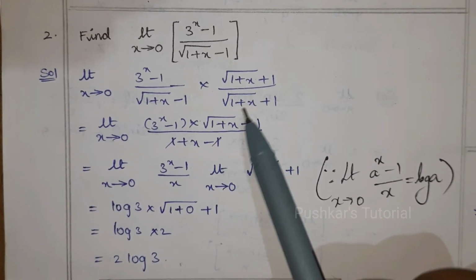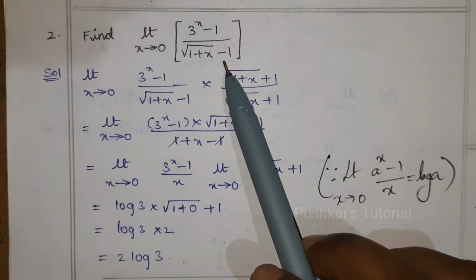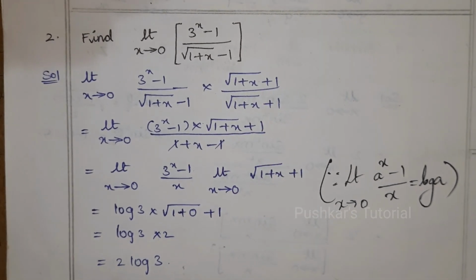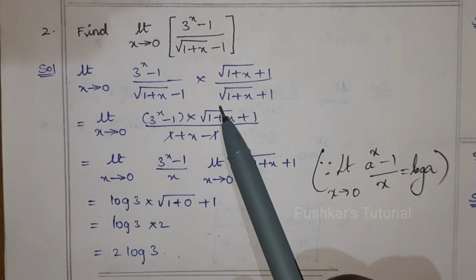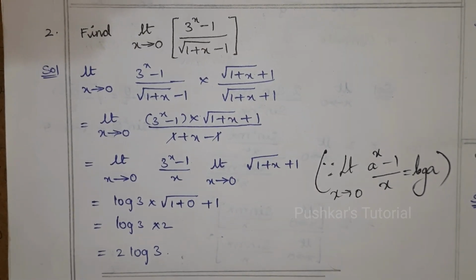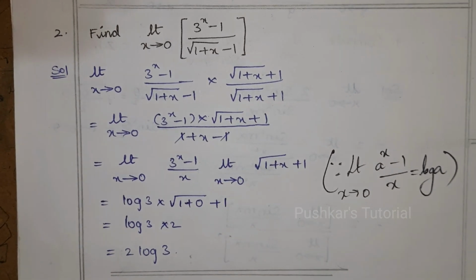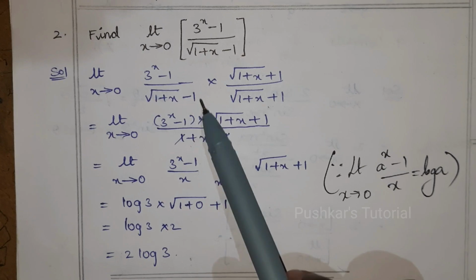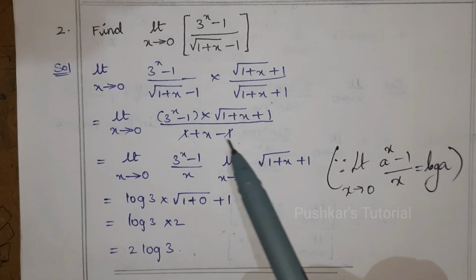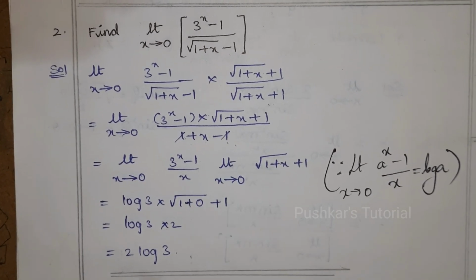Whenever a root is coming, do the rationalization, and for the minus, plus is the conjugate. So multiply and divide with under root 1 plus x plus 1 by under root 1 plus x plus 1. The denominator looks like a plus b into a minus b, so the square root cancels with the square formula, and 1 square value is 1. So 1 gets cancelled, only x is left over.